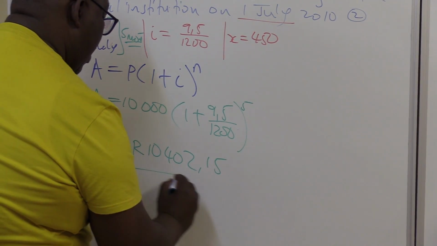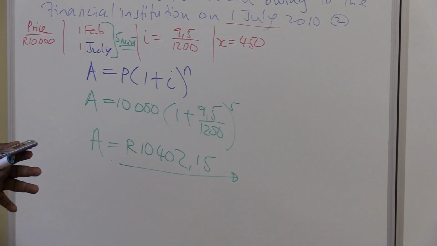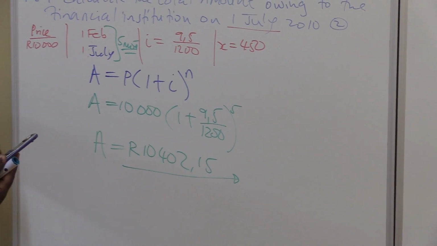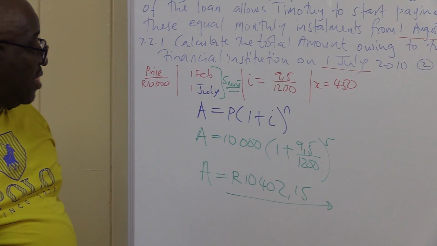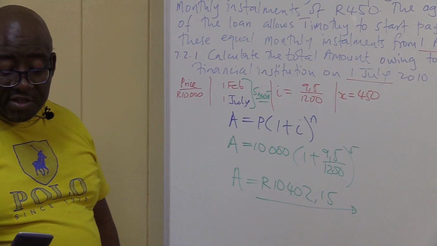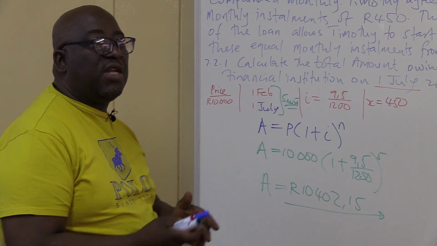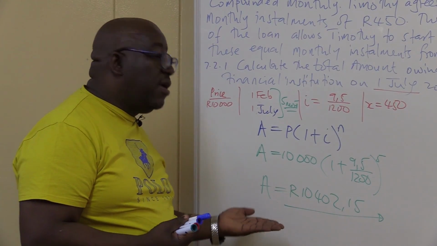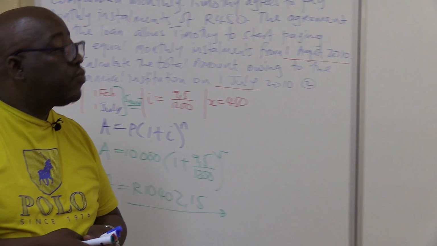10,402.15. This is what we get. So before you start paying on 1 August, you will already be owing 10,402 rand 15 cents. That's what Timothy will be owing just before we start paying. So when you don't pay, the loan increases. Let's look at the next one.